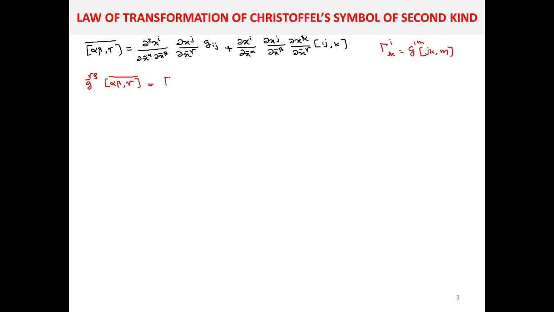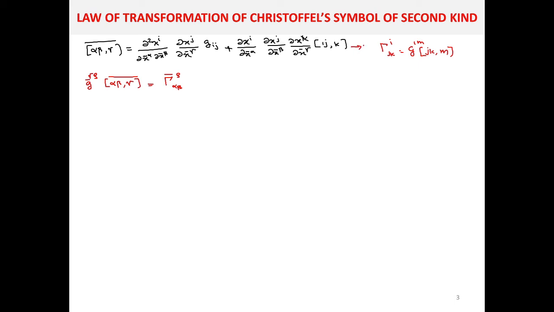It is in the barred coordinate system, so there will be a bar symbol here, and the lower indices are alpha and beta. Here gamma is the common index, so you have to write rho here. Okay, so ḡ^{γρ} into [αβ,γ] bar will be equal to {ρ, αβ} bar.